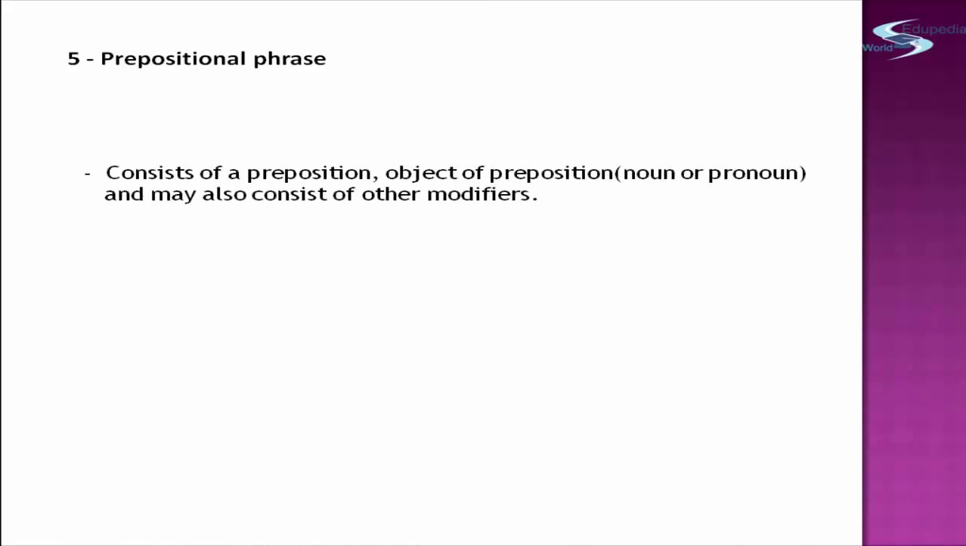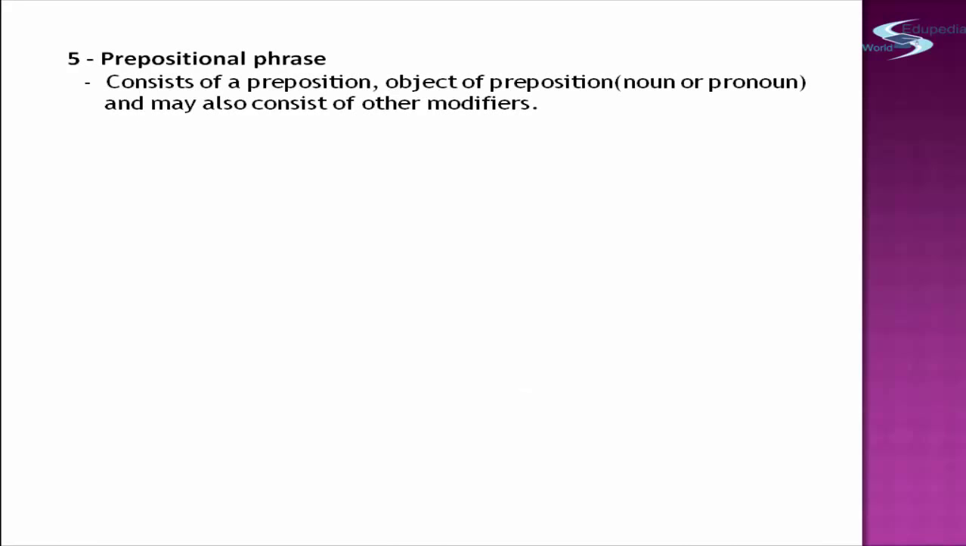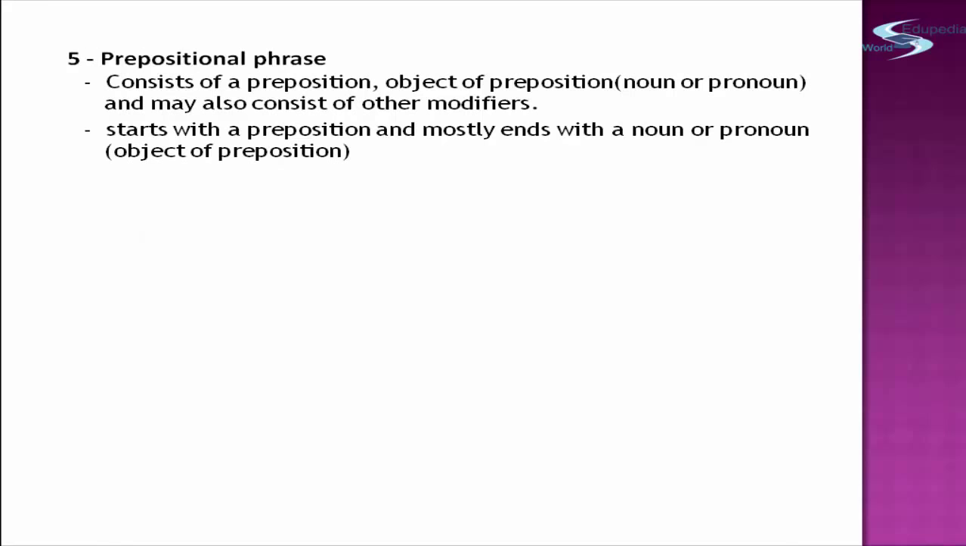Prepositional phrase. A prepositional phrase consists of a preposition, object of preposition, noun or pronoun, and may also consist of other modifiers. A prepositional phrase starts with a preposition and mostly ends with a noun or pronoun. Whatever the prepositional phrase ends with is called the object of the preposition. A prepositional phrase functions as an adjective or adverb in a sentence. In a prepositional phrase, the preposition always comes at the beginning.